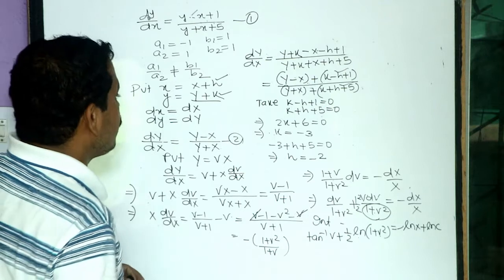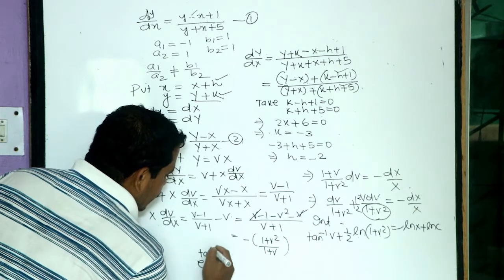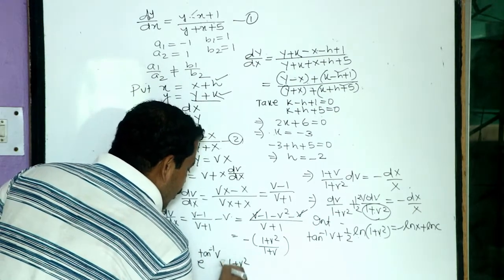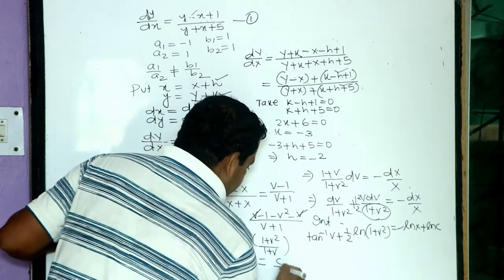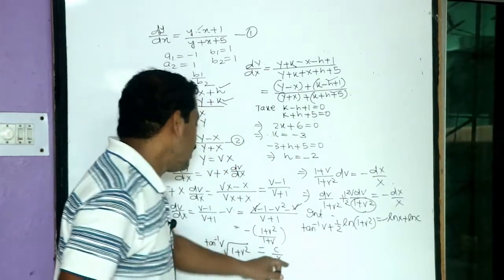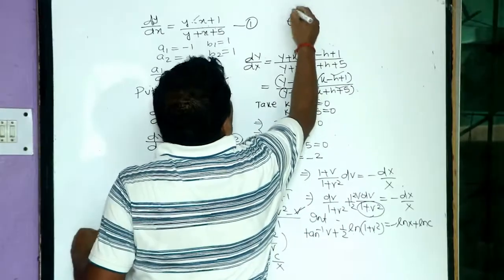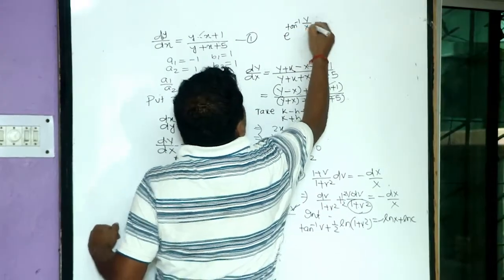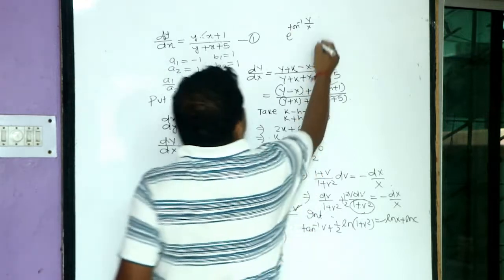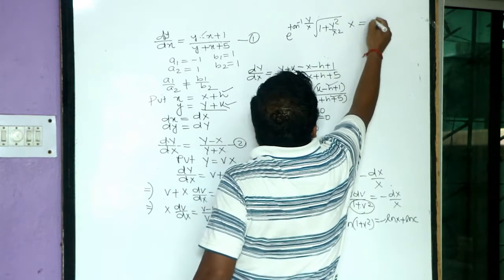Now we have to remove the logarithm on both sides. Then the general solution is e to the power tan inverse v into square root of 1 plus v square equals c by X. Here it is minus log X plus log c, that will be log c by X, that is c by X. Now the solution becomes e to the power tan inverse of capital Y by capital X, not small y by small x, because we took Y equals vX, and it will be square root of 1 plus Y square by X square into X equals c.